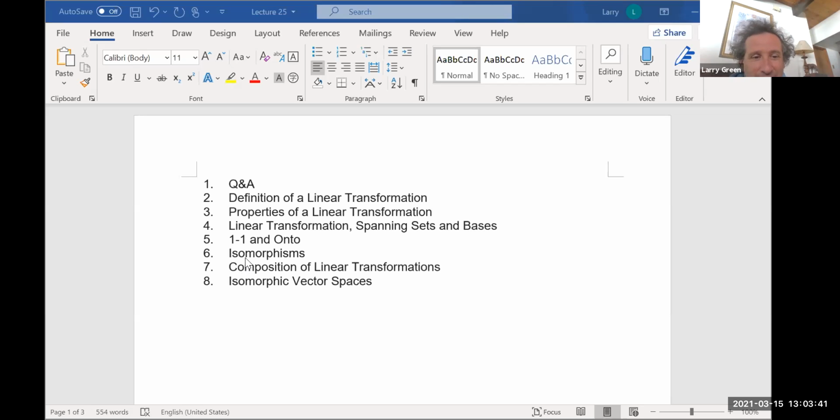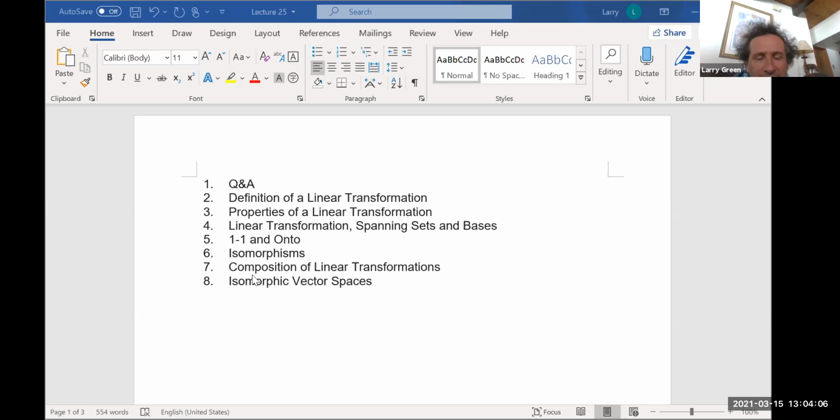Then we'll talk about what an isomorphism is. So again, same thing, no different, but our perspective is different. And then we'll talk about, well, what if we have two linear transformations and we want to compose them? And the nice thing is you already know how to do that because linear transformations are functions. And it's no different than composition of functions.